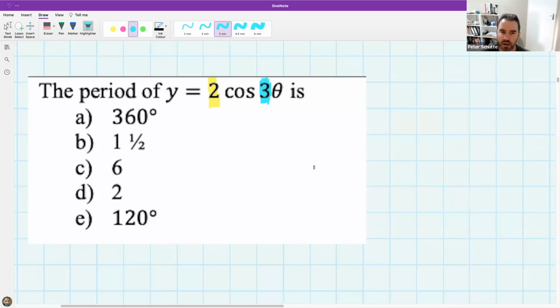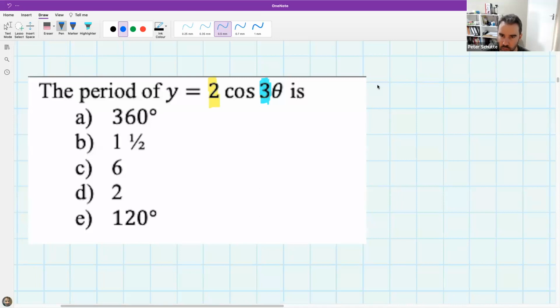So I see a lot of love coming in for E. Now I need to work out the answer myself. Well, let's start by this. I think the 2 doesn't have anything to do with the period. The 2 affects the amplitude. It affects how the graph gets stretched up or down. So the 2 will make it go further up and further down, but I'm not interested in that. What I'm interested in is this 3.